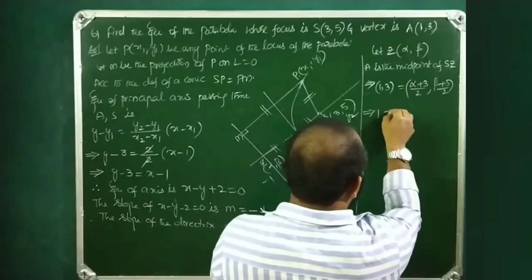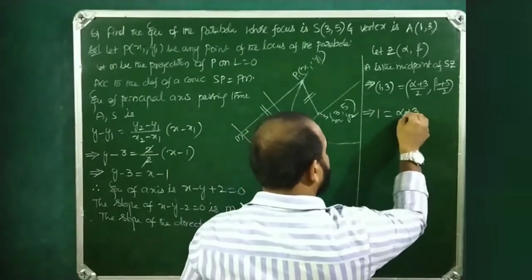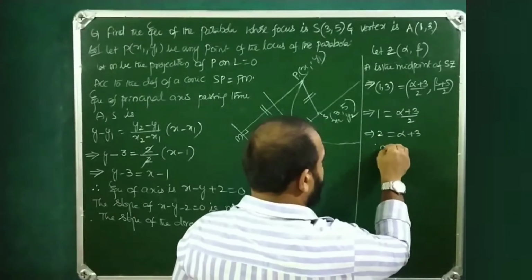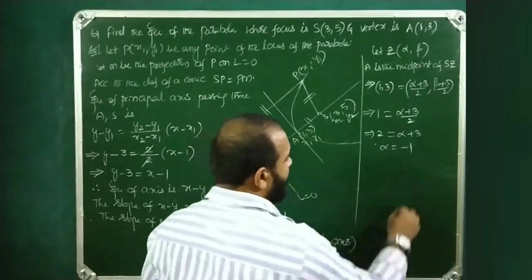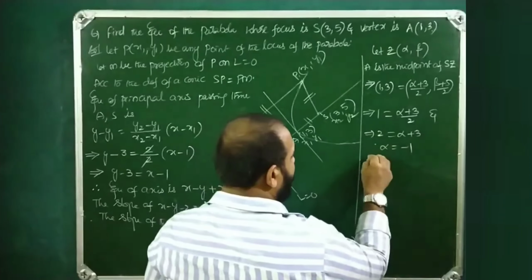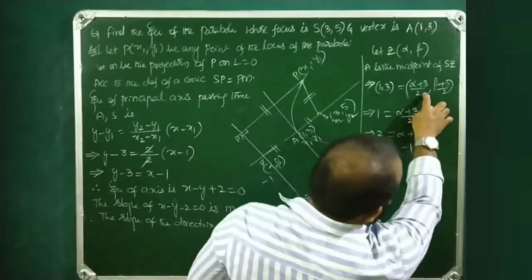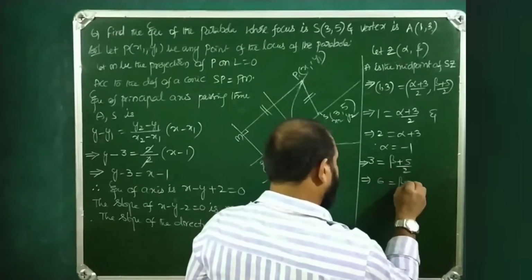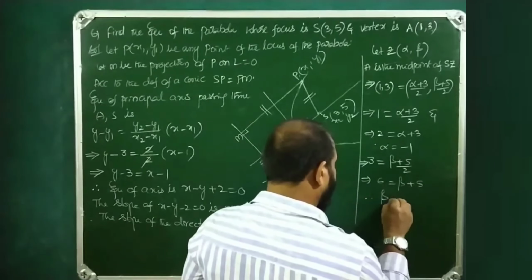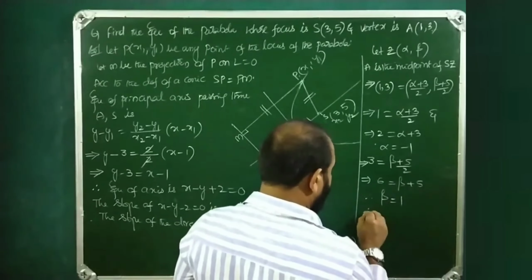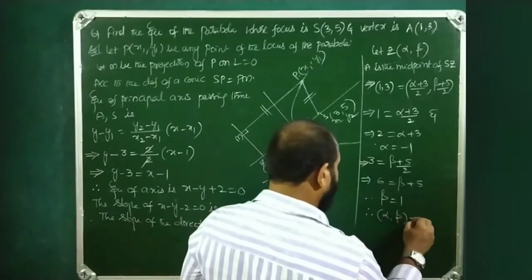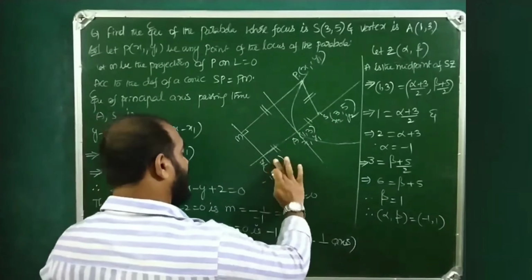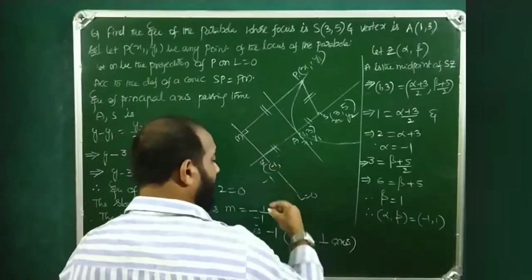Then 1 equals alpha plus 3 by 2. From this, 2 equals alpha plus 3. Therefore, alpha equals 2 minus 3, which is minus 1. And 3 equals beta plus 5 by 2. So 2 threes are 6, beta plus 5. Therefore, beta equals 6 minus 5, which is 1. Therefore, alpha comma beta equals how much? Minus 1 comma 1. So this alpha comma beta is now minus 1 comma 1.